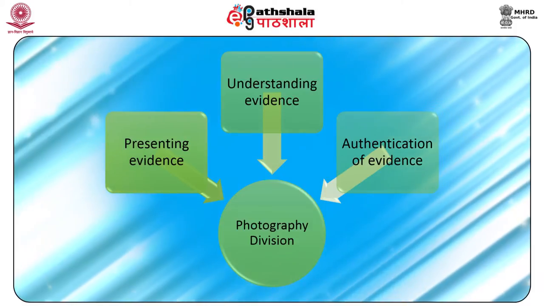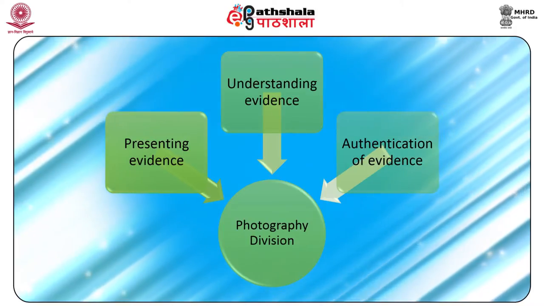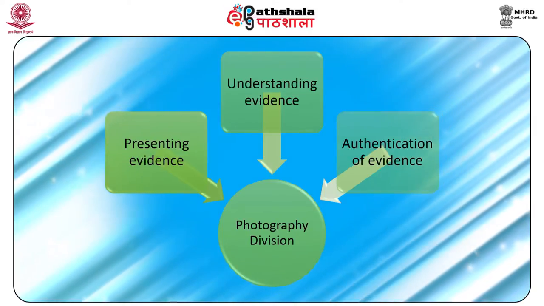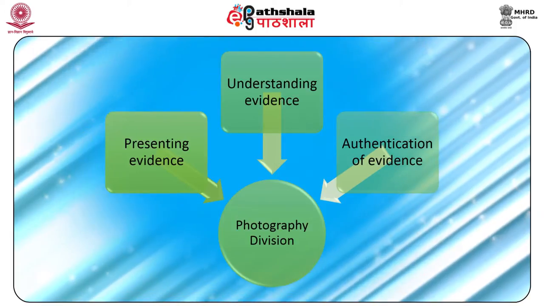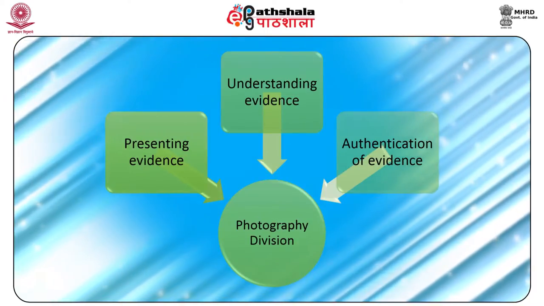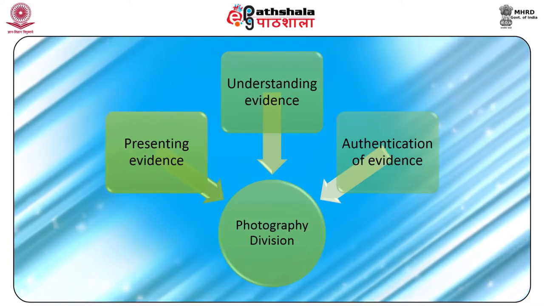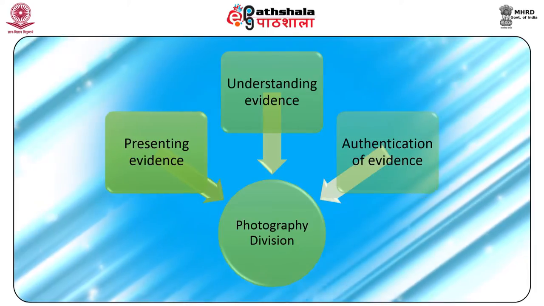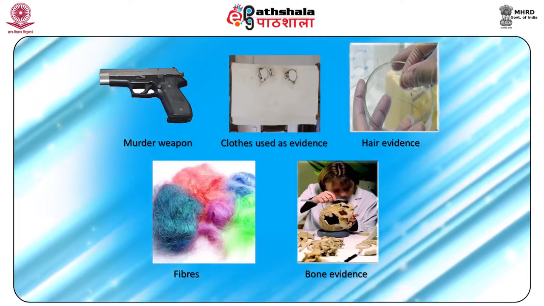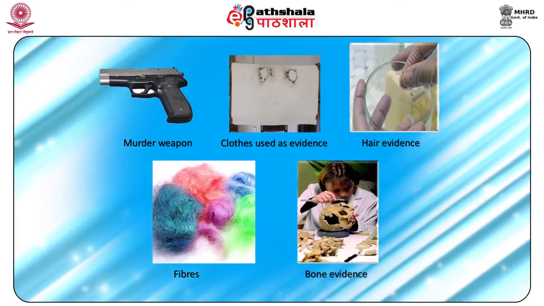Photography division. This is one of the most important centralized divisions of any forensic science laboratory, which plays an important role in presenting, understanding and the authentication of the results of various divisions of the laboratory to be presented before the court of law. This division also provides scientific support to all divisions in the examination of documents. Different types of crime exhibits including murder weapons, holes in cloths, hair, fibers, bones, etc. can be presented before court with the help of this division.